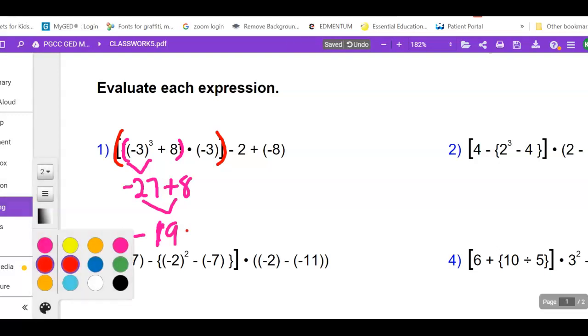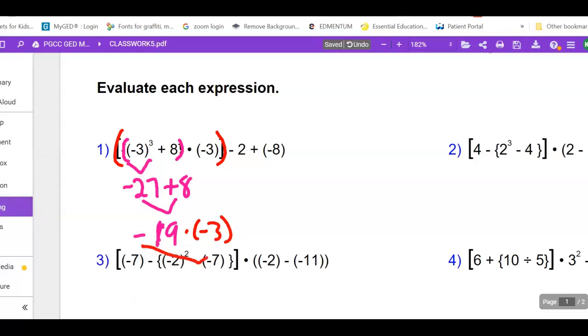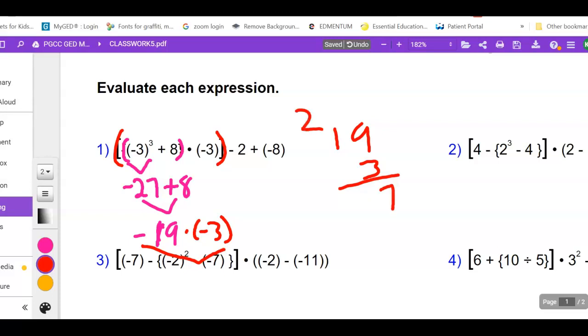So now I'm going to do times that negative 3. Okay. Negative 19 times negative 3. Let's do that one on the side. I know my answer is going to be positive because a negative times a negative is positive. So let me just look at it as 19 times 3, right? 9 times 3, 27. 1 times 3 is 3 plus 2. That gives me 57. So all this gives me a positive 57.